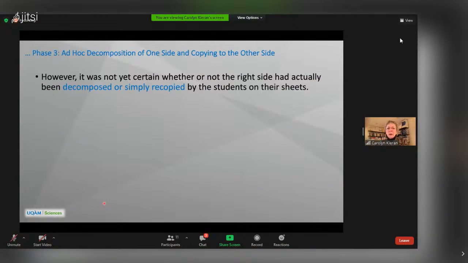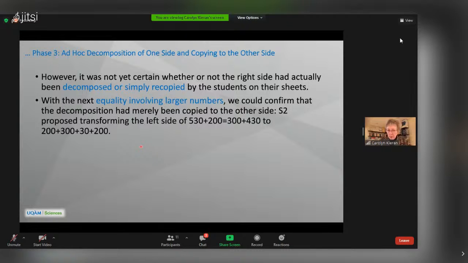However, it was not yet certain whether or not that right side that had been proposed had been decomposed or simply recopied by the students on their sheets over to the right-hand side. So this issue was tested with the next equality, which involved larger numbers. We were able to confirm that the decomposition that the students had carried out was merely copied to the other side of the equality. Student 2, for example, proposed transforming the left side of this equality as follows.